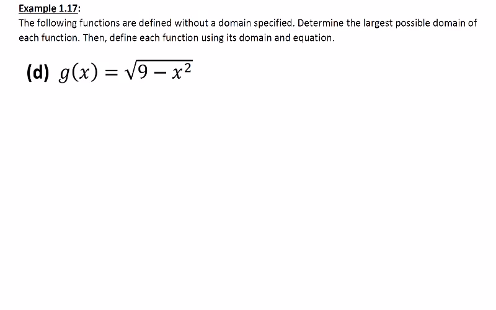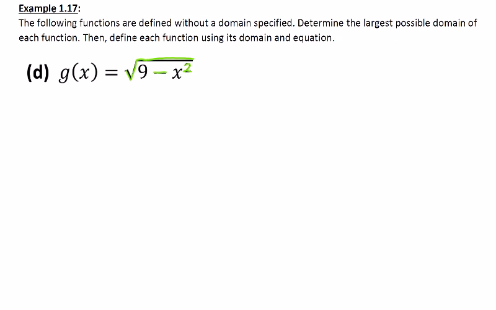In part D of example 1.17, we have another equation provided. This is g of x. Let's take a look at the operations we see within the equation. We have a subtraction, we have a square, and this time there is a square root. Now, out of those three operations, only the square root has any kind of restriction.